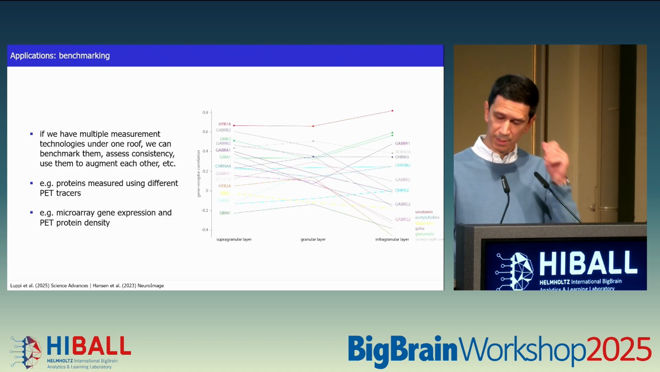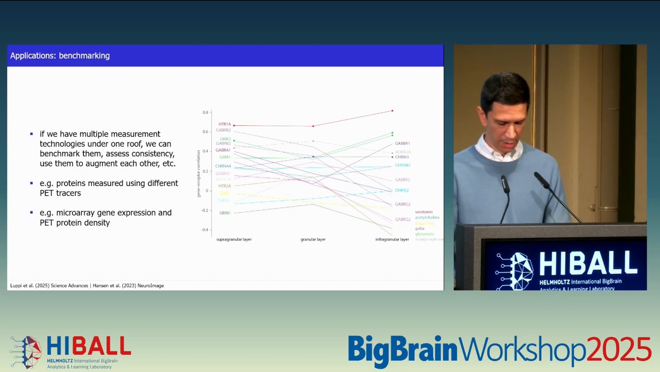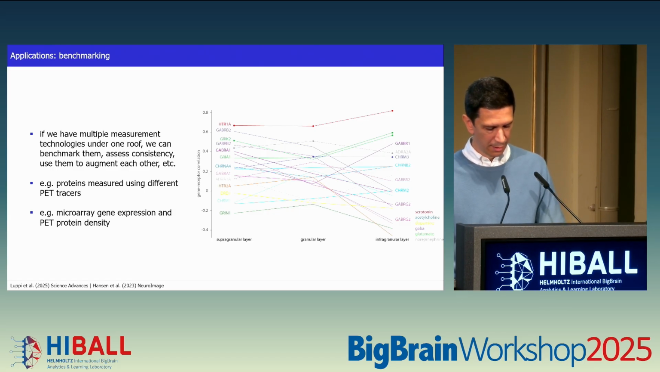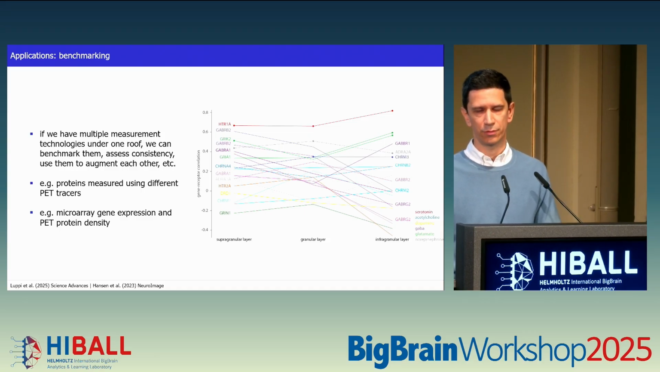So this is just an example from this. It's actually from the famous Jülich autoradiography data set, where we're looking at how PET estimates of receptor density are correlated with autoradiographic measurements of those same receptors, and we're doing this across different layers of the cortex.